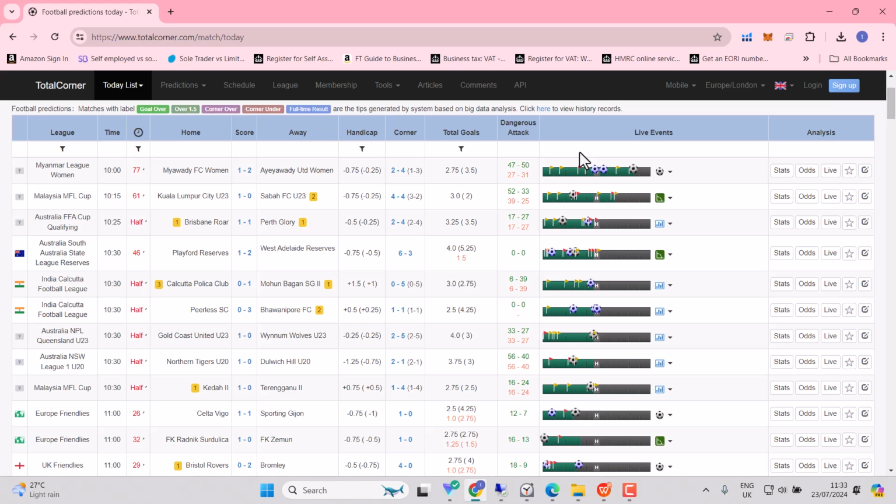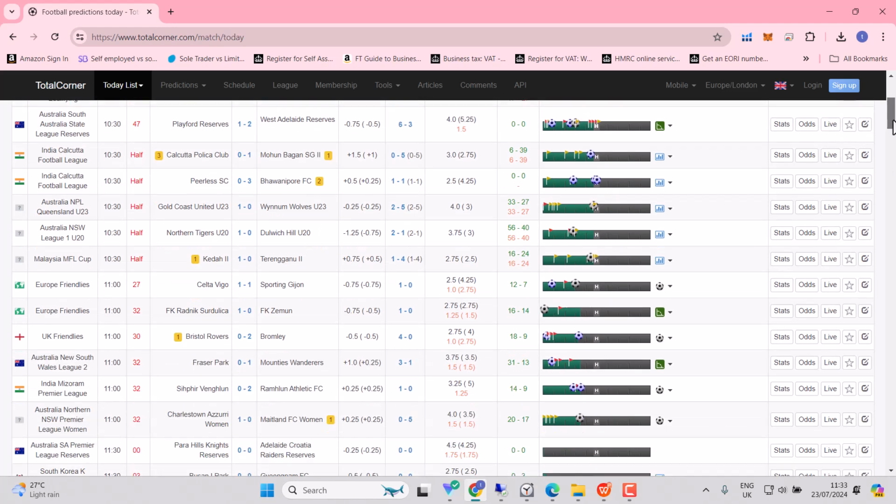The key stats you need are the corners, the shots on, the shots off target. But the problem with this, as you'll see, where are our shots on and shots off target? We've got dangerous attacks, which is excellent. Total goals. But where's the shots on and off target? And you'll find them. Let's have a look.